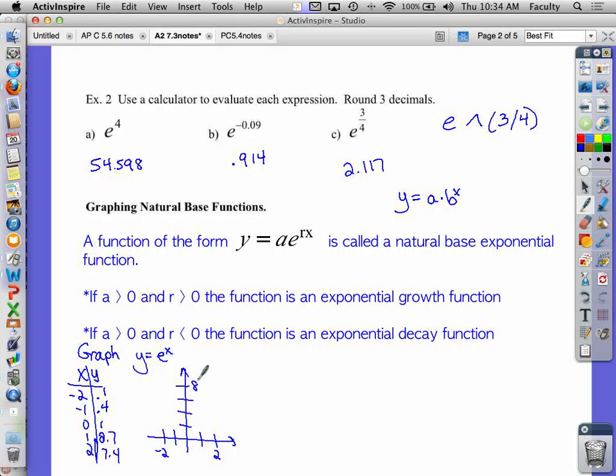I'm going to go by 2's on my y-axis. Now remember, this is exponential growth, and we have a horizontal asymptote. So remember what I told you, you need to draw the horizontal asymptote on the graph, and you need to include it in the body of your work.